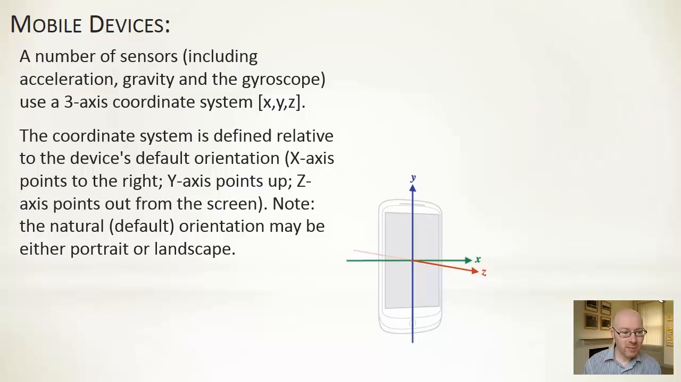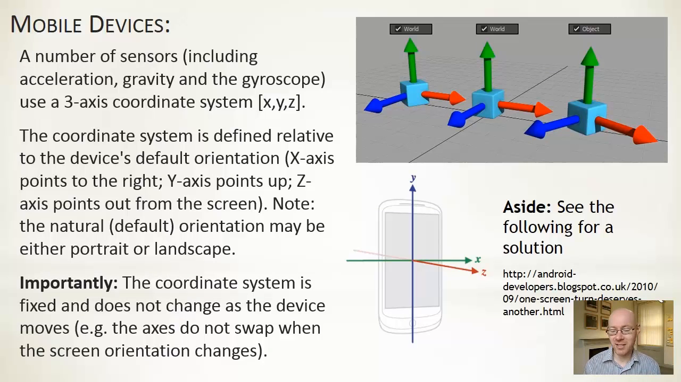There's an important aspect about this, that the coordinate system is defined relative to the default or the natural orientation of the device. Now, depending on the device, some devices will be designed to be held in portrait mode, others will be designed to be held in landscape mode. So, a mobile phone most often will be portrait. A tablet could well be designed to be held, as a large tablet, in landscape mode. Why does this matter? It matters because the coordinate system is fixed.